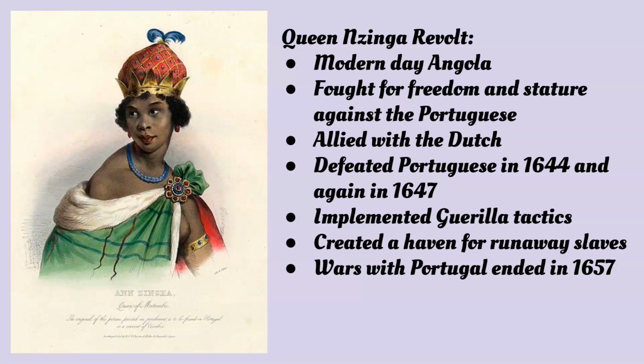Okay, Queen Nzinga, modern-day Angola, which is on the west coast of Africa, very west central Africa. She fought for freedom and stature against the Portuguese. She allies with the Dutch, who are coming in from the other side, the eastern side, to help her out. She fights a series of battles and wars against the Portuguese. She wins in 1644 and again in 1647, but then she's not able to continue it, so they implement guerrilla tactics. One of the things they do is create a haven for runaway slaves, and the wars continue until 1657, when there's finally a truce, and Queen Nzinga begins to develop the rest of her colony. It's a pretty interesting case.